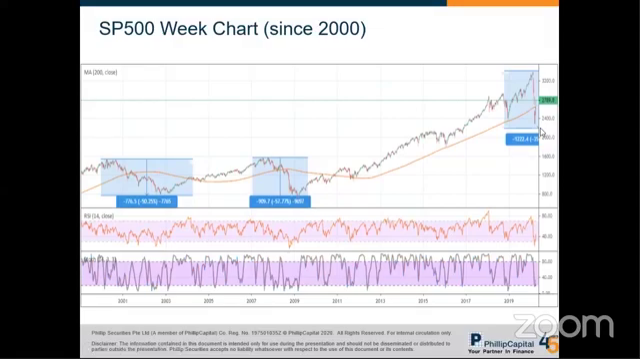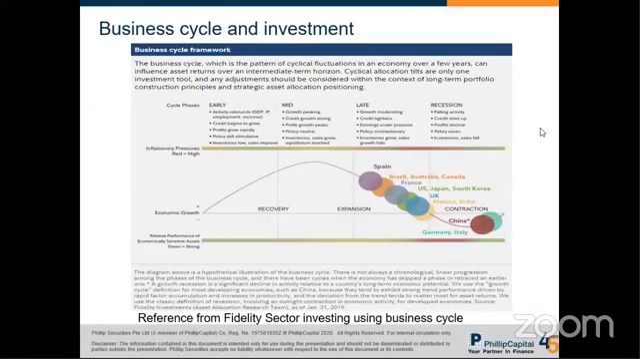So I'll move on to the next slide. Another thing is that when we are investing or trading, we need to take note of the business cycle. The business cycle can be grouped into 4 different phases: early stage, mid stage, late stage, and the recession phase. This one is taken from Fidelity's sector investing using the business cycle, so I took it from them.